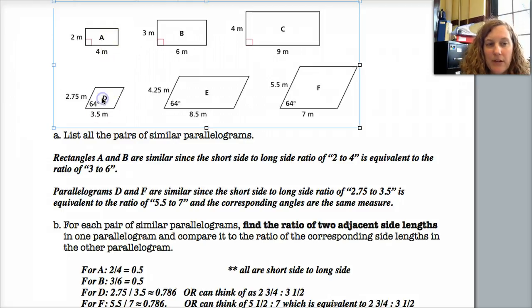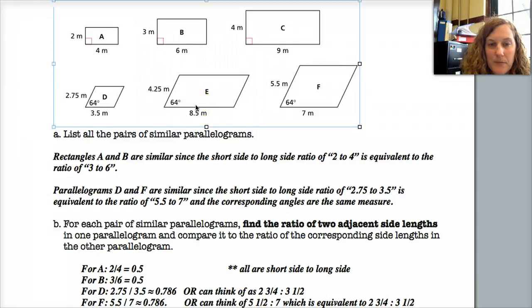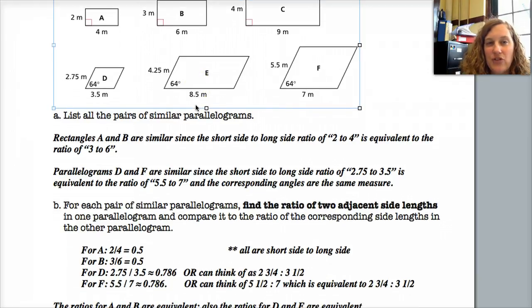For the parallelograms, D and F are similar because the short side to long side ratio of 2.75 to 3.5 is equivalent to the ratio of 5.5 to 7, and their corresponding angles are the same. They all are 64 degrees. So D, E, and F could have all been similar, but only D and F are, because a ratio of 4.25 to 8.5 is not the same ratio.